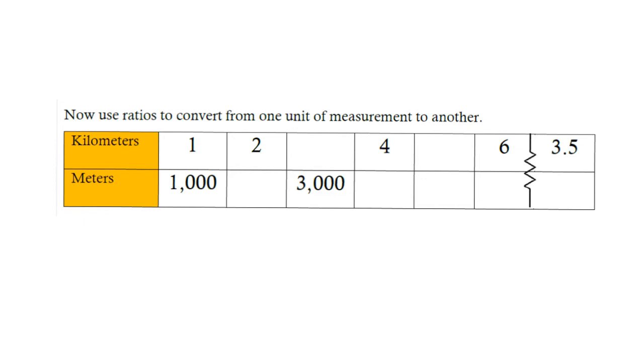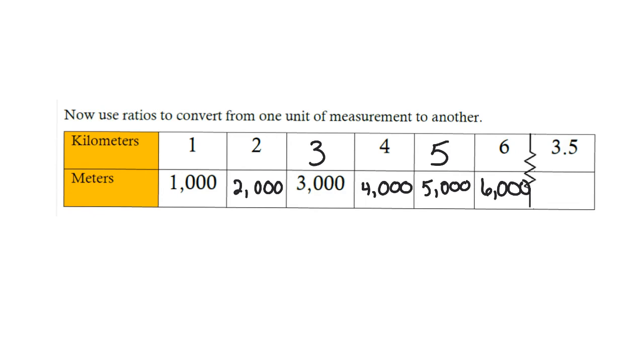Okay, and the last part for this problem is to complete the table. So they're telling you that 1 kilometer is 1,000 meters, because we talked about the word kilo being a root for 1,000. So 1 kilometer is 1,000 meters, so 2 kilometers would have to be 2,000. If we have 3,000 meters, that would be 3 kilometers. If we have 4 kilometers, that's 4,000 meters. Then 5 kilometers would be 5,000 meters. 6 kilometers would be 6,000 meters.